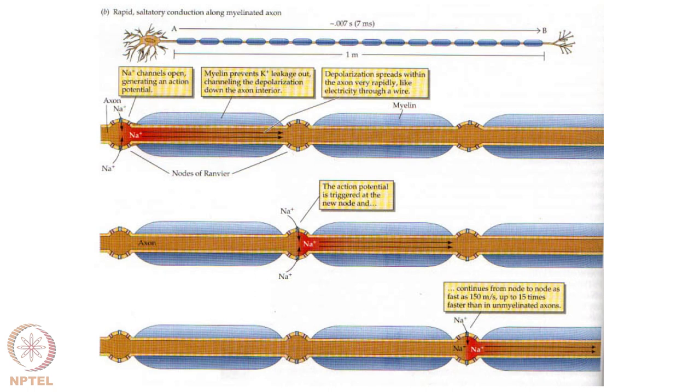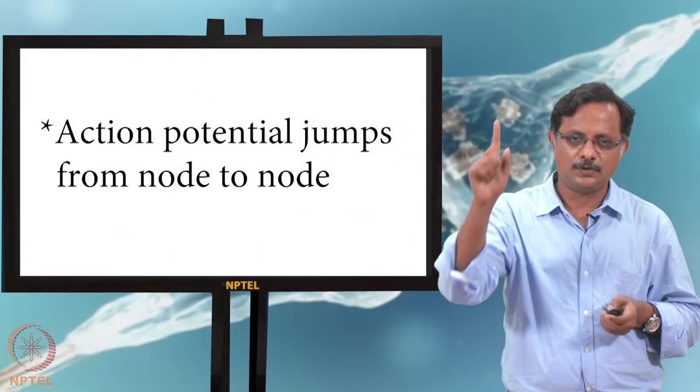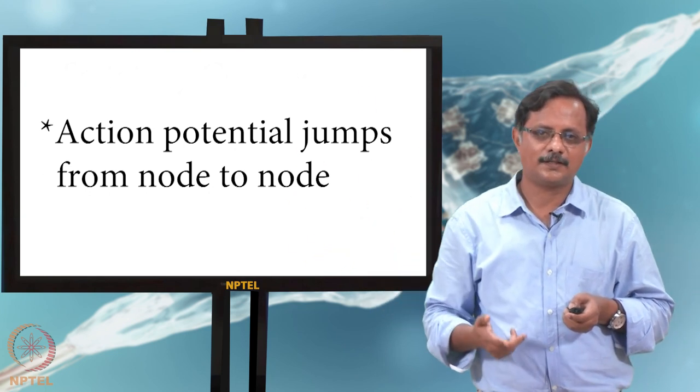So, if you do a kind of slow motion simulation of the way in which the action potential is propagating, you will see it zipping across the myelin sheath, then slowing down a little bit, and then zipping across the next myelin sheath and slowing down, and so on and so forth. So, it looks as if the action potential is jumping from one node of Ranvier to the next node of Ranvier. This kind of conduction is called saltatory conduction.